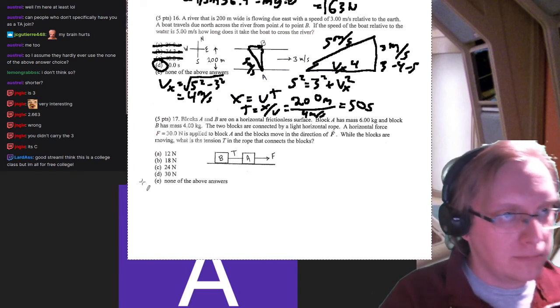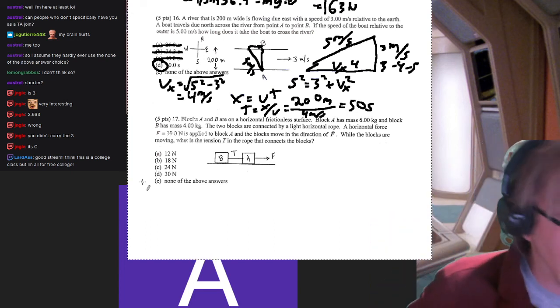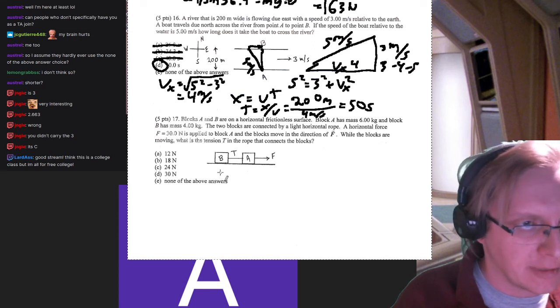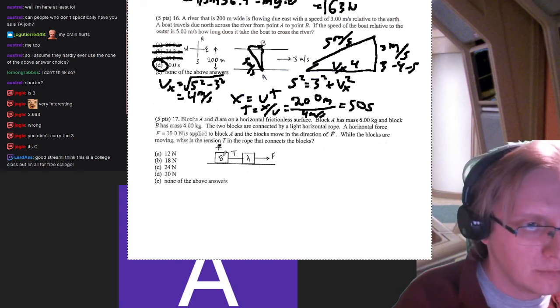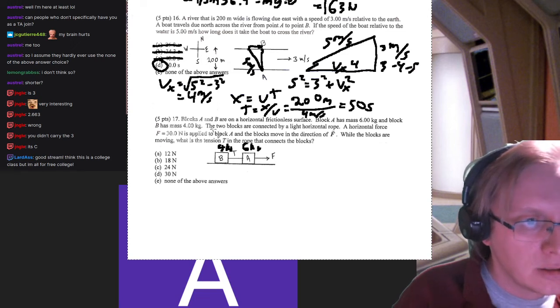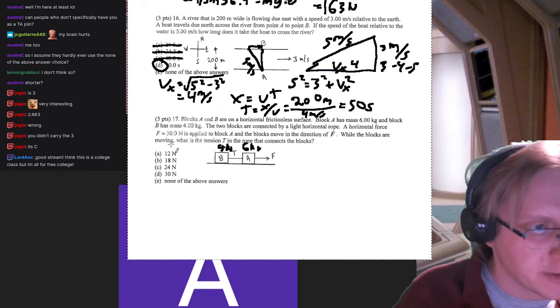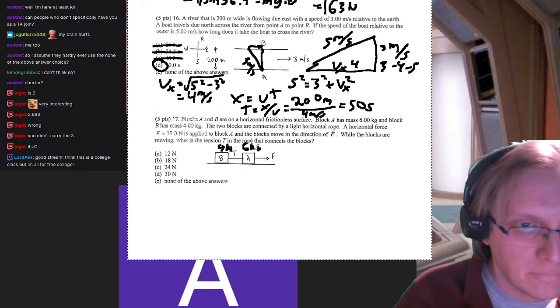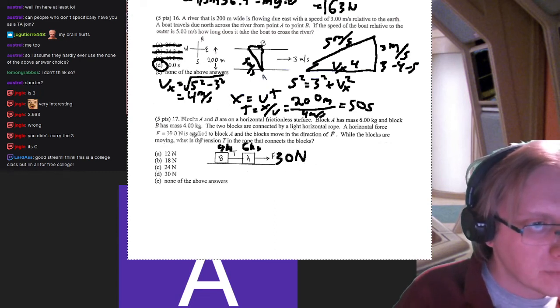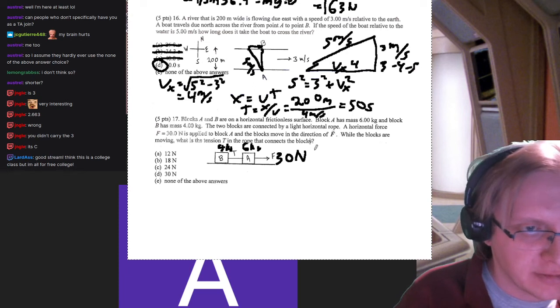All right. We have a block A and block B on a horizontal frictionless surface. Block A has a mass of this much, and block B is this much. We have 4 kilos here, 6 kilos here, connected by a light rope. A horizontal force F of 30 newtons is applied to block A, and the blocks move in the direction of F. It wants to know what T is.